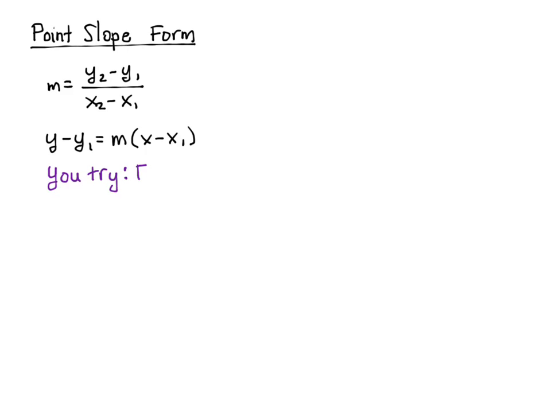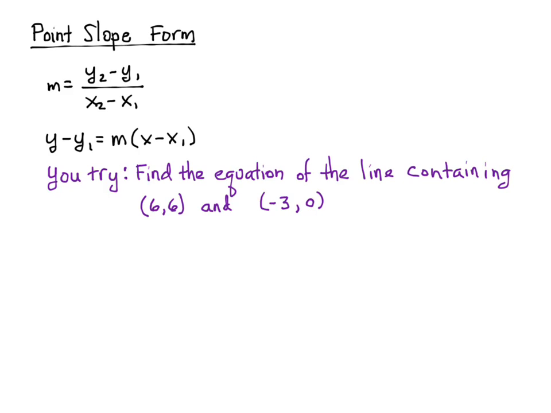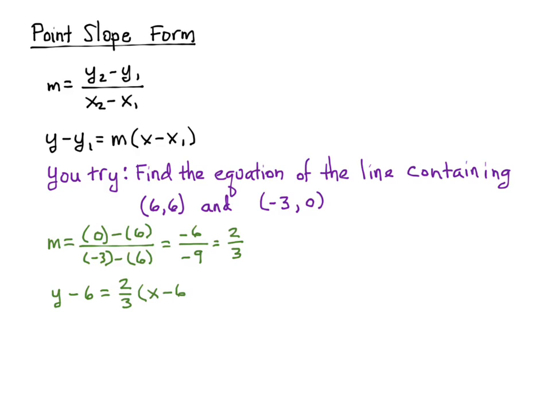So here's one for you to try. Find the equation of the line through these couple points here. So we have 6, 6, and negative 3, 0. So I'll give you a couple minutes to do that. Okay, so I did it that way, in fact. And we get the slope, and then we use the point. That's why it's called the point-slope form. And so we get exactly the same thing.